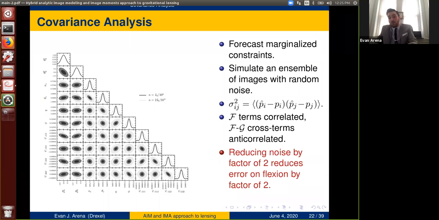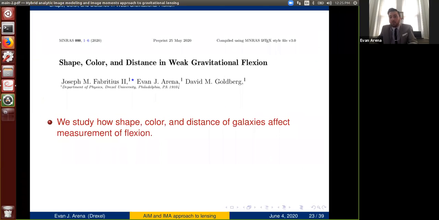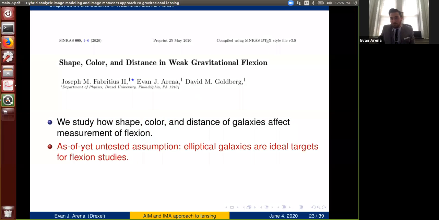So now for some real galaxy images. Here I'll be presenting some results from a paper written by my colleague Joseph Fabricius, myself, and Dave Goldberg, submitted for publication to Monthly Notices. As part of Joseph's thesis work, he wanted to study how shape, color, and distance of galaxies affect measurement of flexion. There's this as of yet untested assumption in the flexion community that elliptical galaxies are ideal targets for flexion studies, and this study in part addresses that assumption.